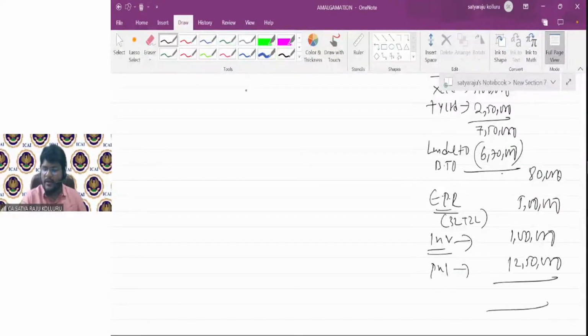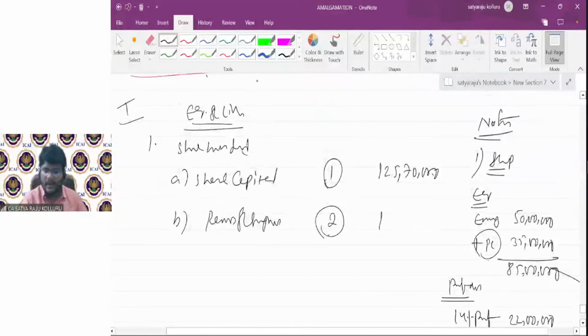Now you can add the total of reserves and surplus. 5 plus 1, 6, 6 plus 12,50,000, 18,50,000, 18,50,000 plus 80,000. Is it 19,30,000? Please let me quickly check once again. 80,000 plus 5 lakhs plus 13,50,000. Yes, it is 19,30,000. You can place the same here, 19,30,000.